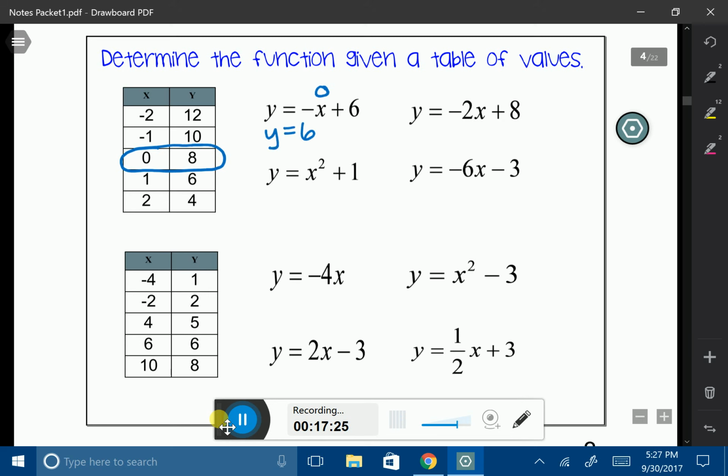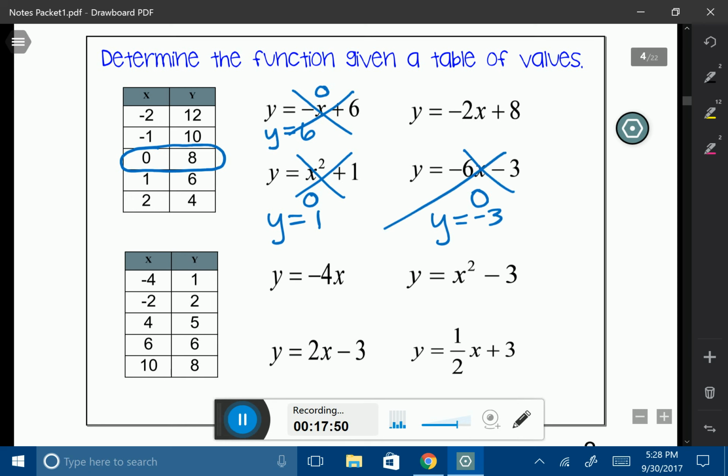Well, that's not right. If I look at this equation Y equals X squared plus 1, if I do the same thing, if I put a 0 in for my X squared, it's going to be 0 plus 1, and Y is going to equal 1. Well, that's not it either. Over to the right, if I put a 0 in for -6 times 0 minus 3, that's going to give me a Y value of -3. Well, that's not it either.